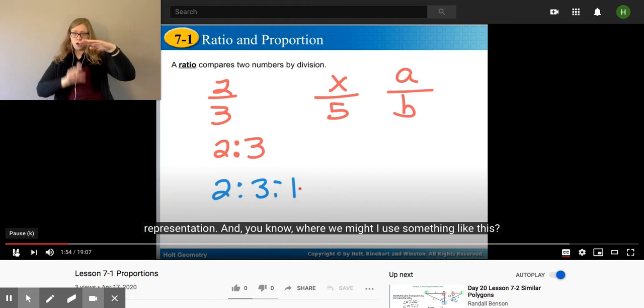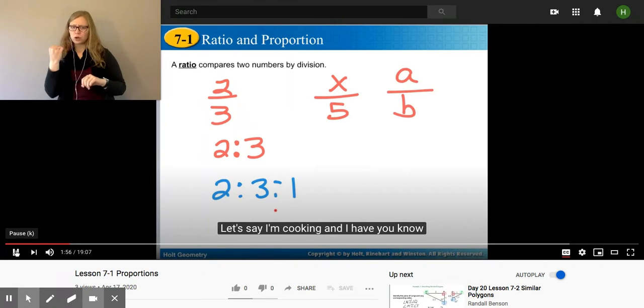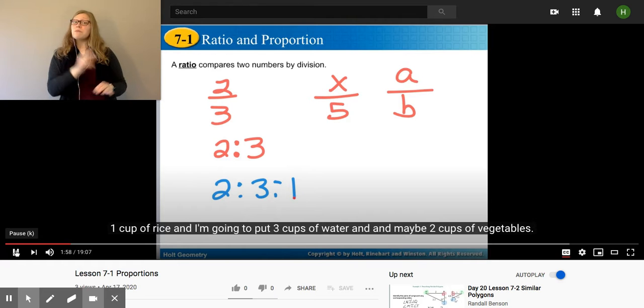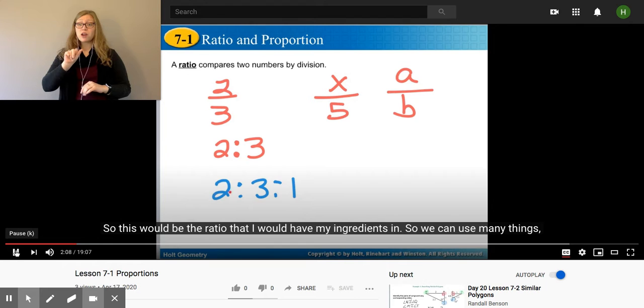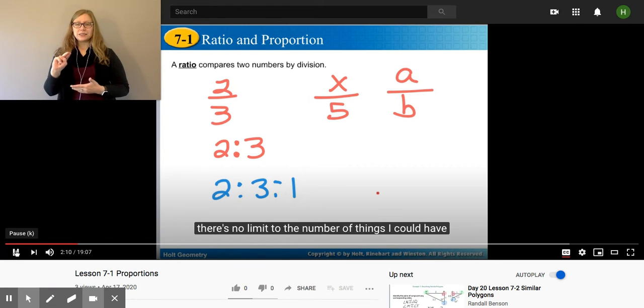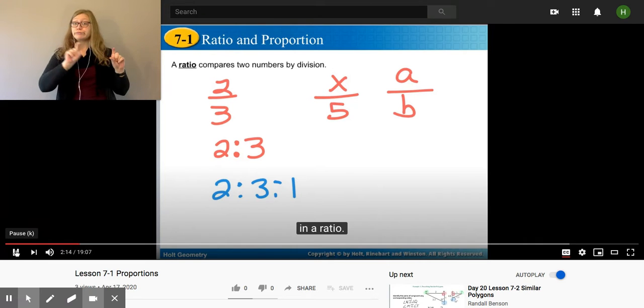And where might I use something like this? Let's say I'm cooking and I have 1 cup of rice, and I'm going to put 3 cups of water in, and maybe 2 cups of vegetables. So this would be the ratio that I would have my ingredients in. So we can use many things. There's no limit to the number of things I could have in a ratio.